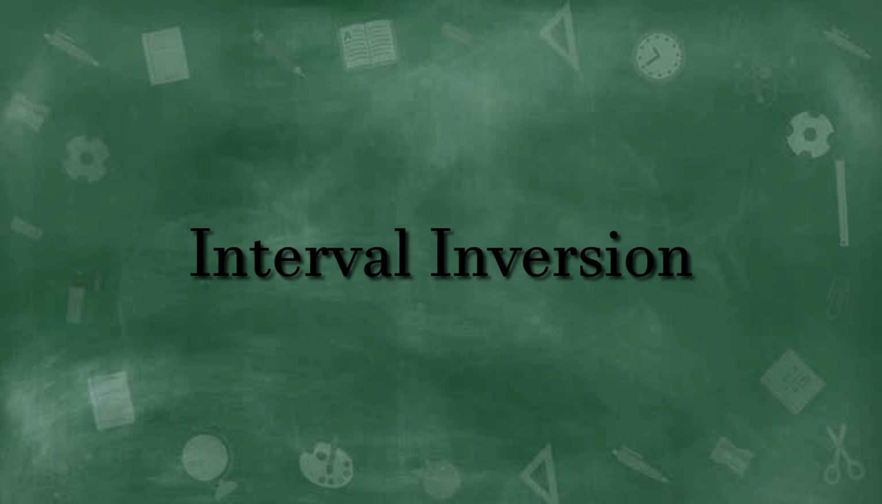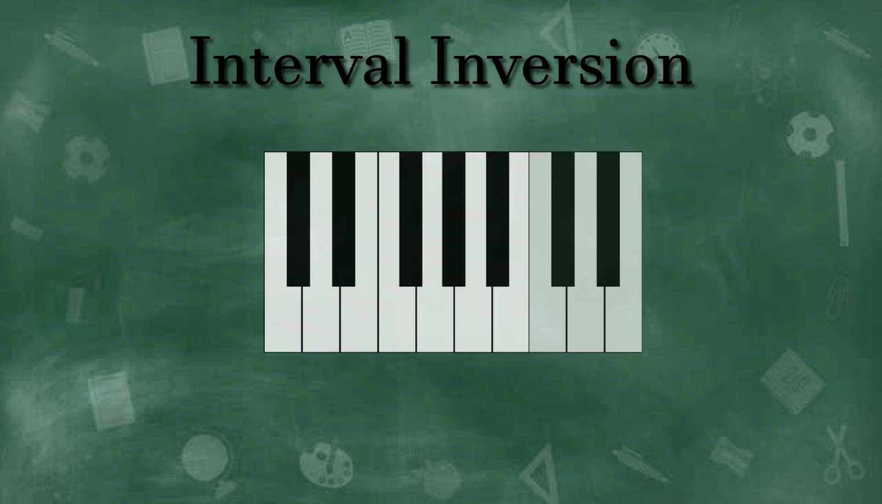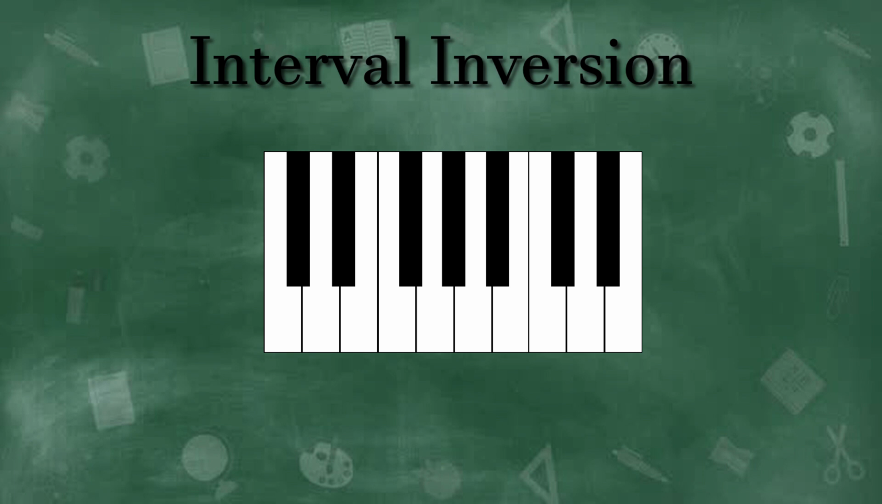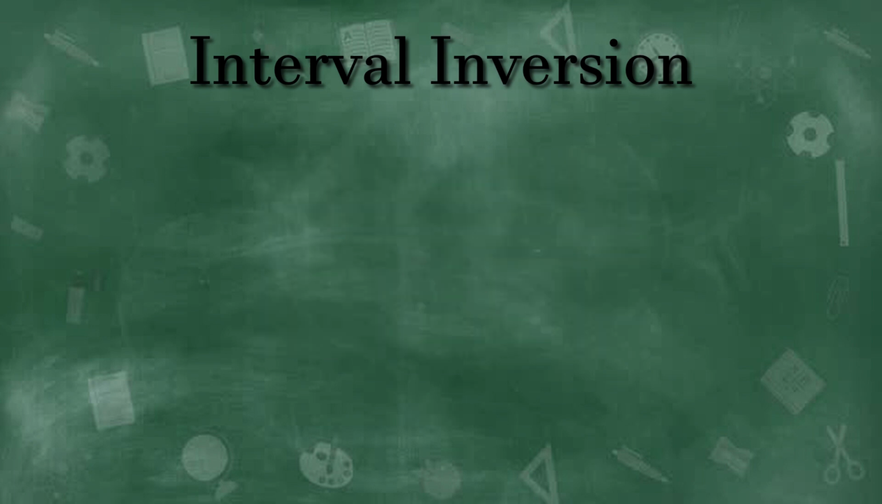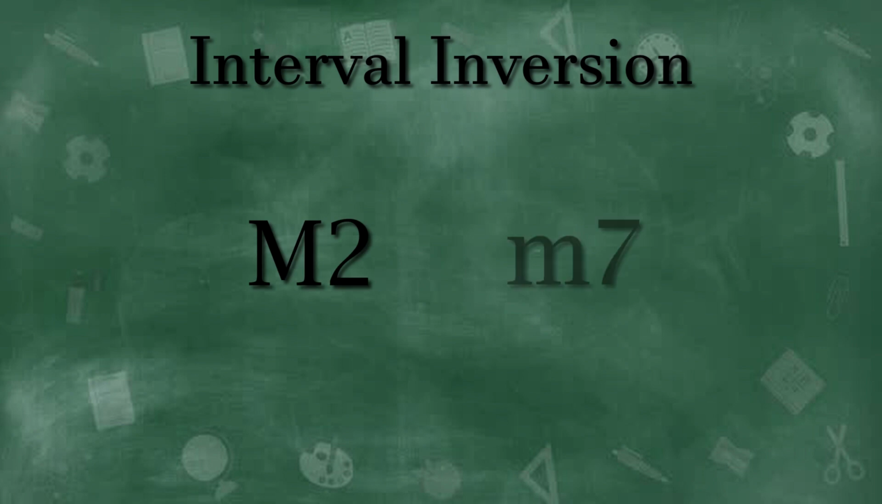Interval inversion. Each interval found in the octave has an inversion that contains the same 2 notes. For example, C to D is a major second. D to C is a minor 7th. So the major second and minor 7th are interval inversions.